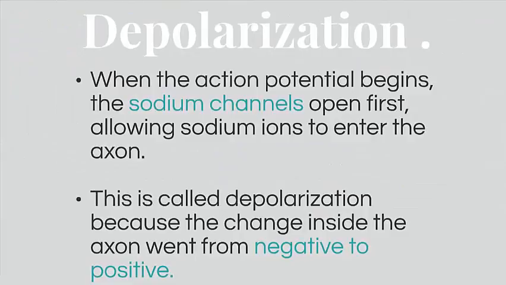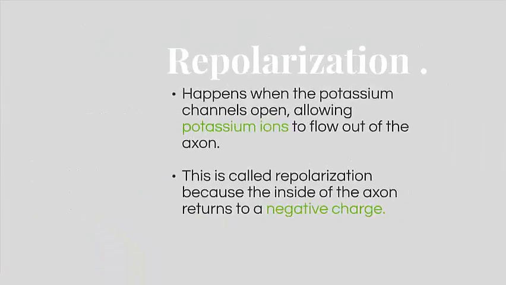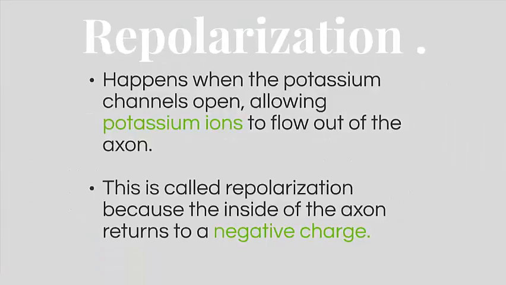The action potential begins when the sodium channels open first, allowing sodium ions to enter the axon. This is called depolarization because the change inside the axon went from negative to positive. Repolarization happens when the potassium channels open, allowing potassium ions to flow out of the axon. This is called repolarization because the inside of the axon returns to a negative charge.